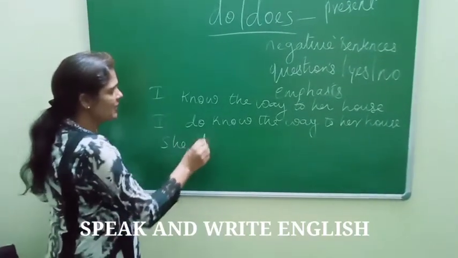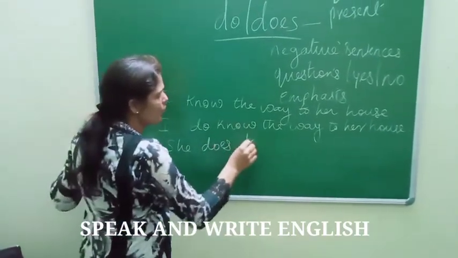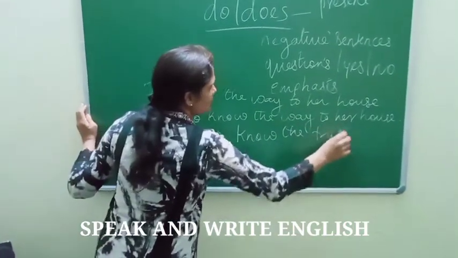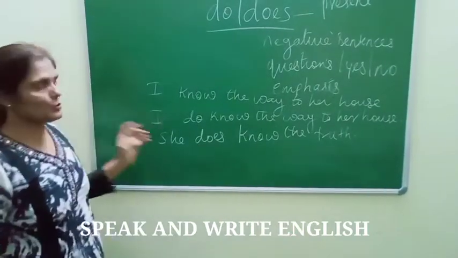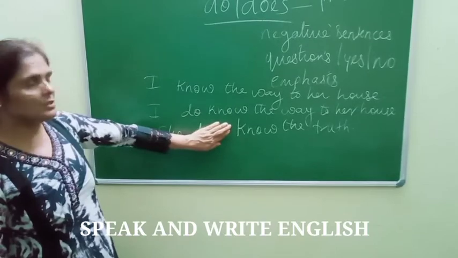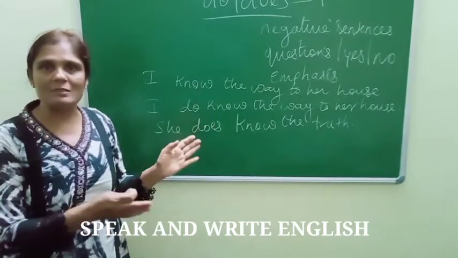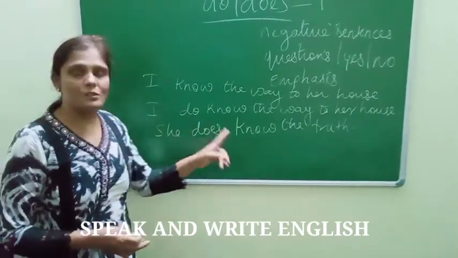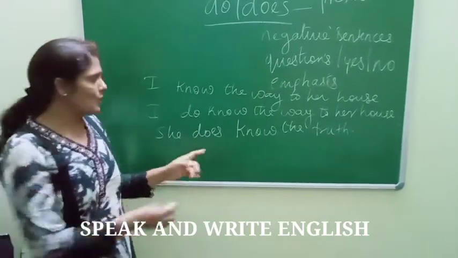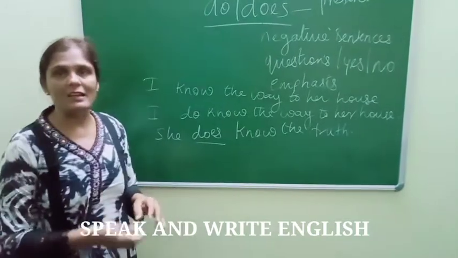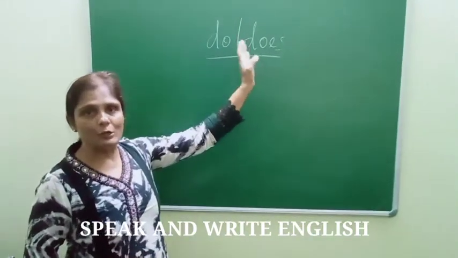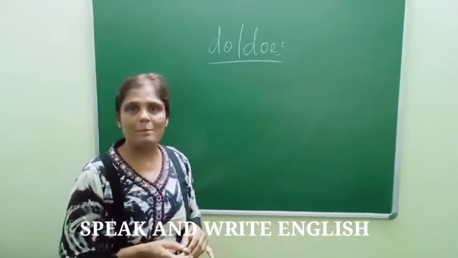She does know the truth. She knows the truth, that means it's a very simple way. But she does know the truth, where you are emphasizing that she definitely knows the truth, we make use of the auxiliary does. We had learned that the auxiliary do and does is used for the present.